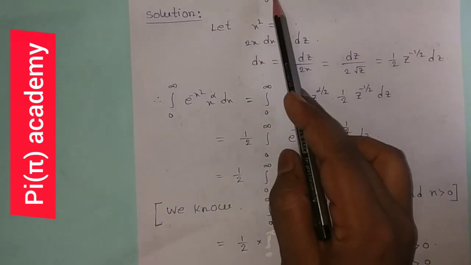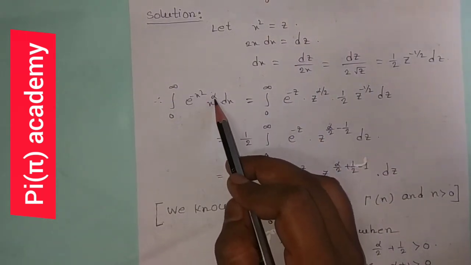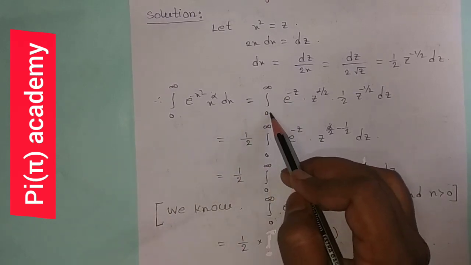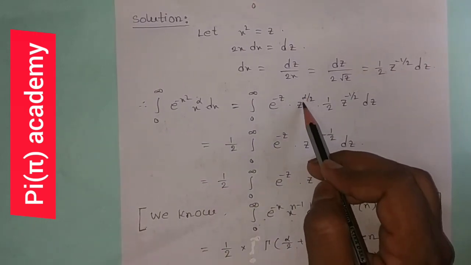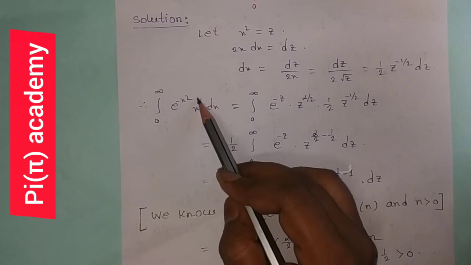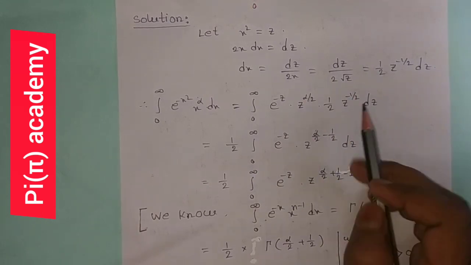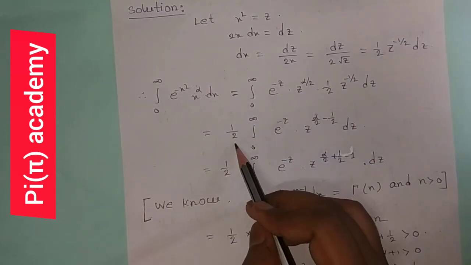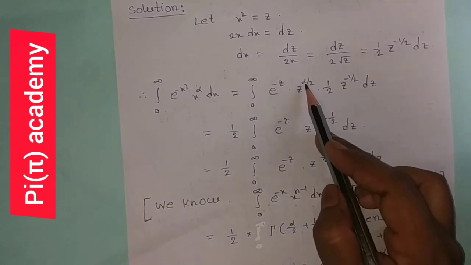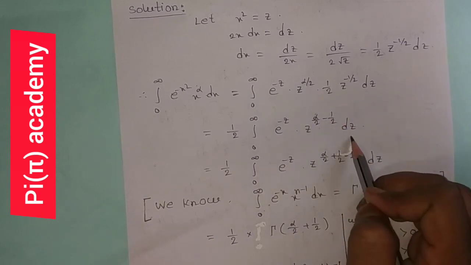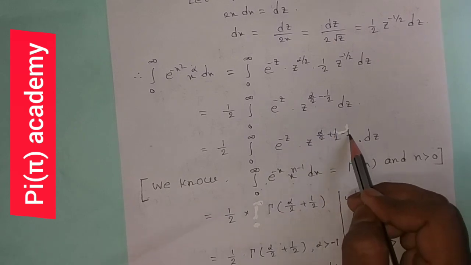Now the left hand side of this equals the integral from 0 to infinity of e to the power minus x square into x to the power alpha into dx. This equals the integral from 0 to infinity of e to the power minus z, and the value of x is z to the power half, z to the power half whole to the power alpha, that is z to the power alpha by 2, and the value of dx is this. Therefore the half comes first, and the integral from 0 to infinity of e to the power minus z, z to the power alpha by 2 minus half into dz. Now we write this as z to the power (alpha by 2 plus half minus 1) into dz.